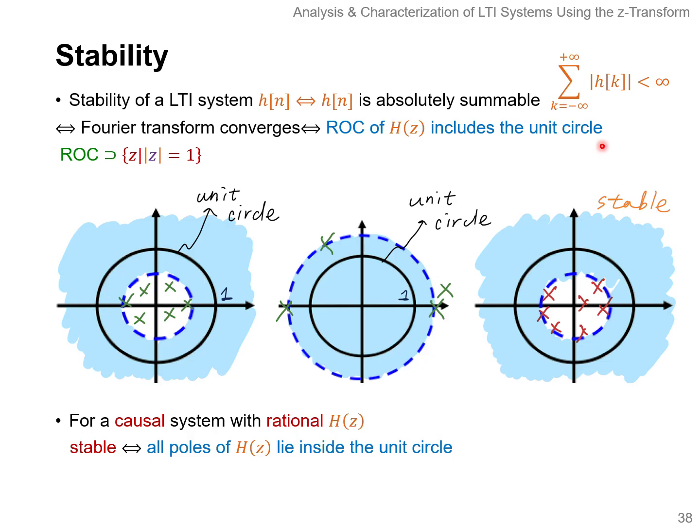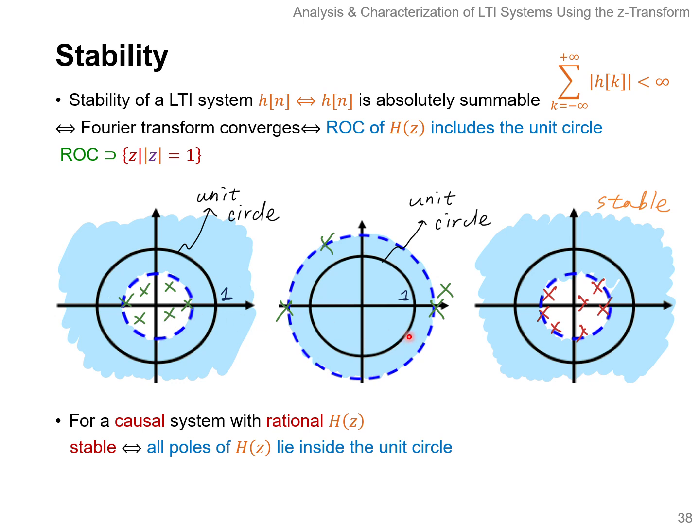Now, let's look at the figure. For the left figure, the shaded blue area represents the ROC. The solid black circle is the unit circle. The unit circle is fully inside the ROC. Even though there are poles inside, the unit circle is still covered, so the system is stable.